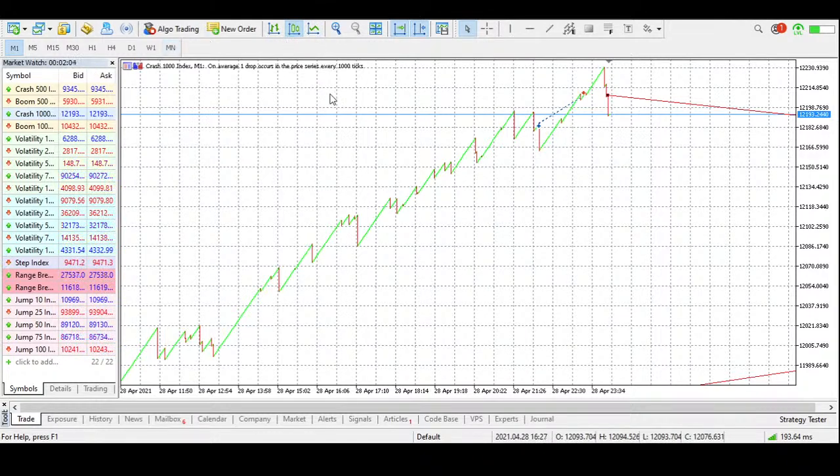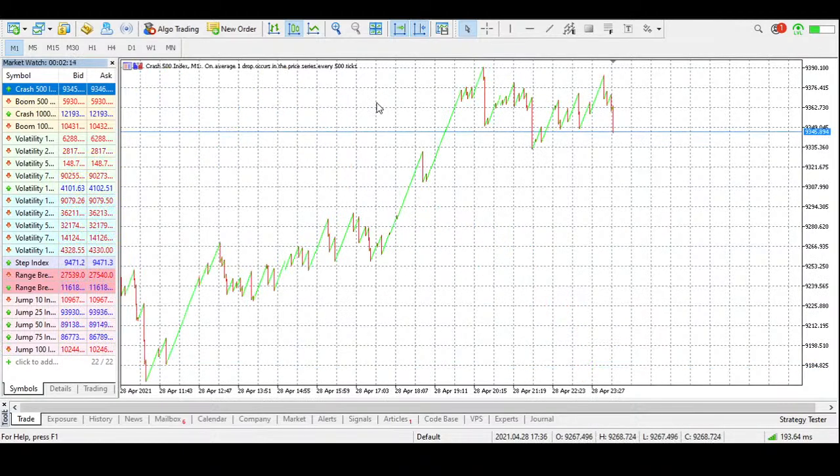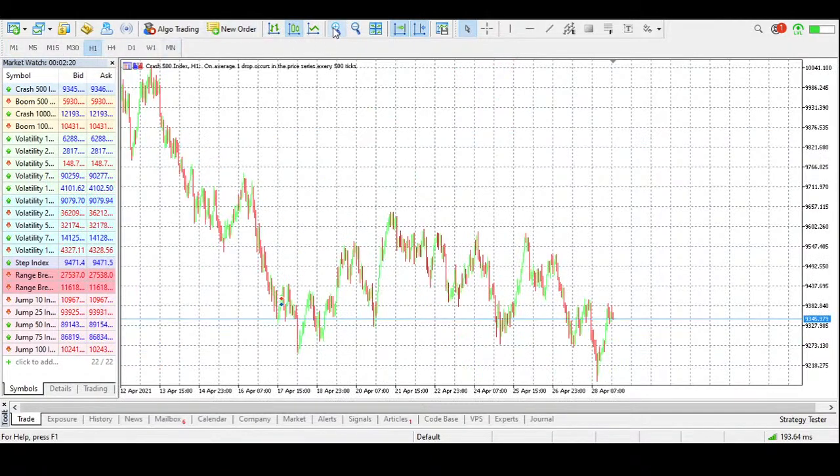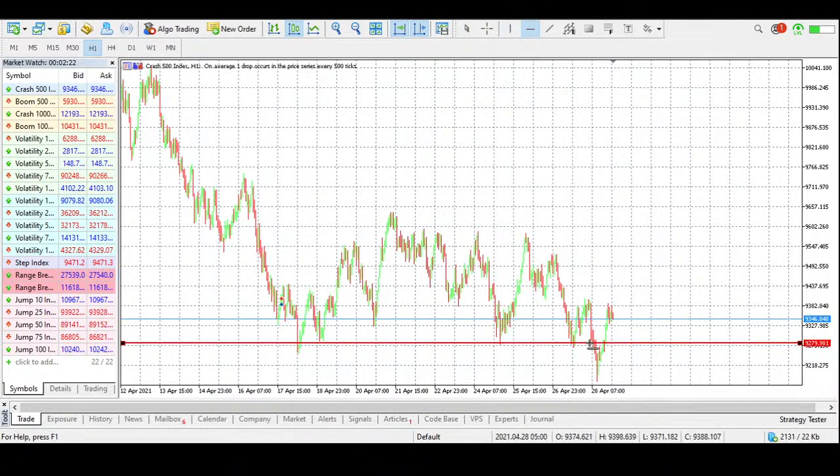I'm currently in 2 losses on crash 500 because a support was broken, and I mistakenly took a trade earlier than I should have. This is what happened on crash 500. This support was broken. 0.12 was broken. So from here it started crashing.